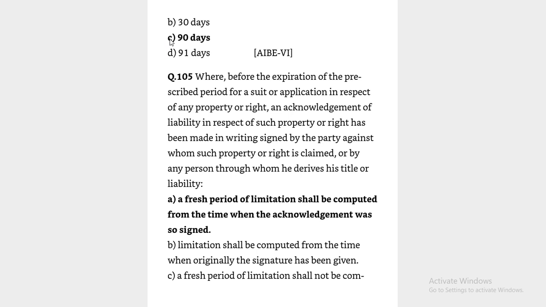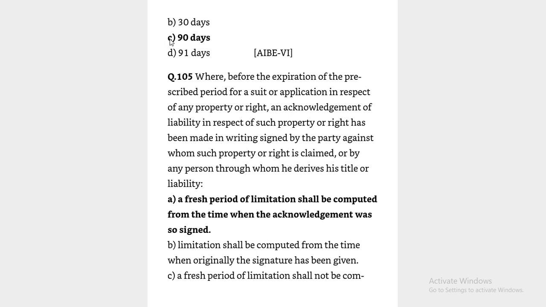Where, before the expiration of the prescribed period for a suit or application in respect of any property or right, an acknowledgement of liability in respect of such property or right has been made in writing signed by the party against whom such property or right is claimed, or by any person through whom he derives his title or liability, in such a case a fresh period of limitation shall be computed from the time when the acknowledgement was so signed.